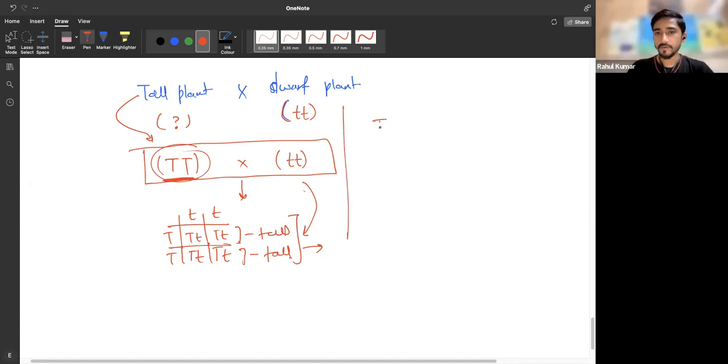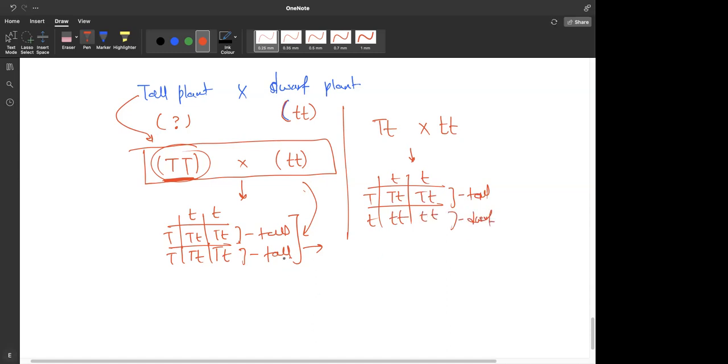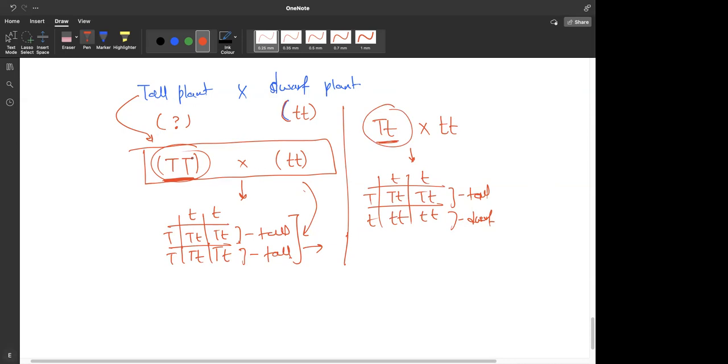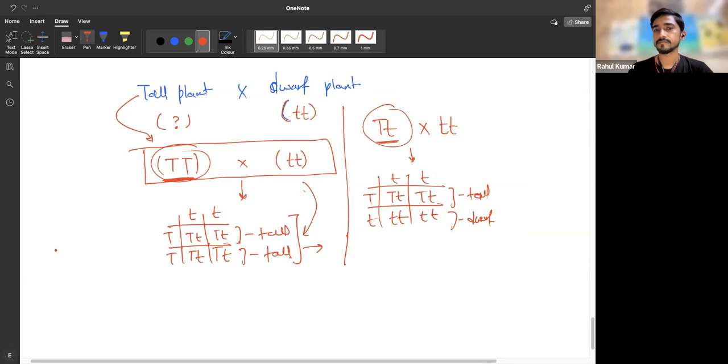And if I do this cross, and let's say the genotype was this, then in the next generation automatically I will get half of them tall and the other half dwarf. Correct? That's the difference. And if I get half of them dwarf by crossing a tall and a short plant, I know that the tall was heterozygous tall. And if I get all tall by crossing a tall and a dwarf plant, I can say that the tall was homozygous tall.